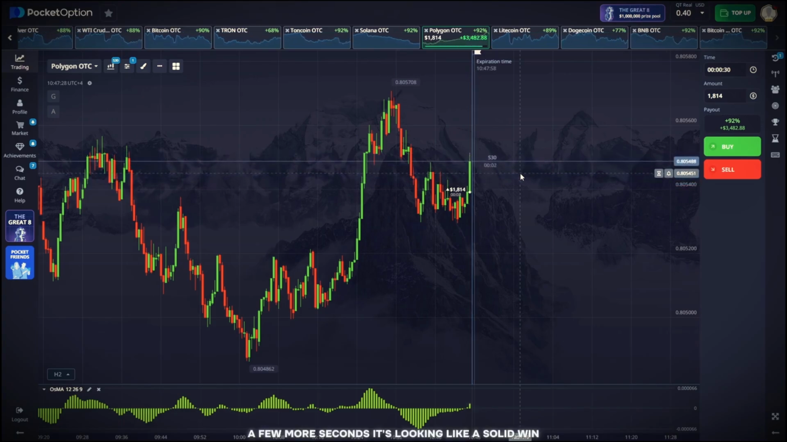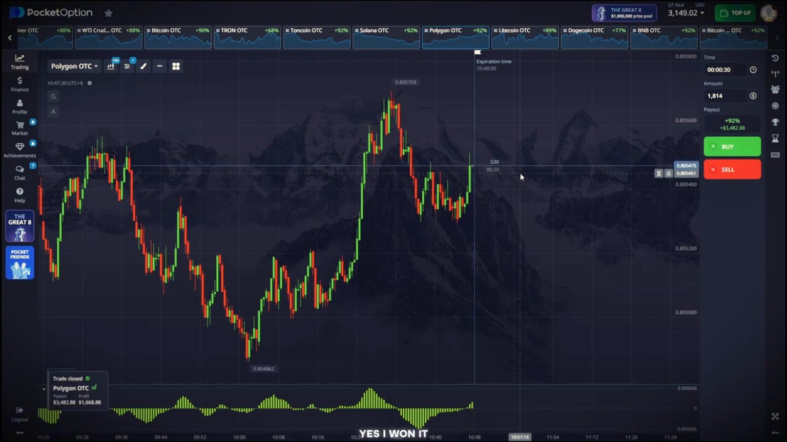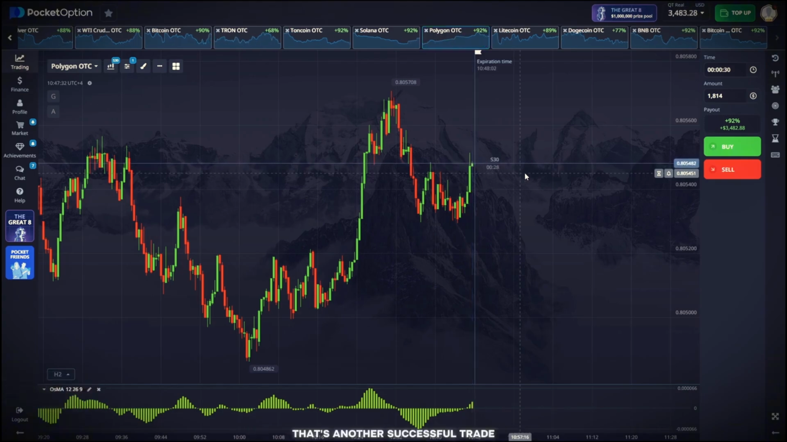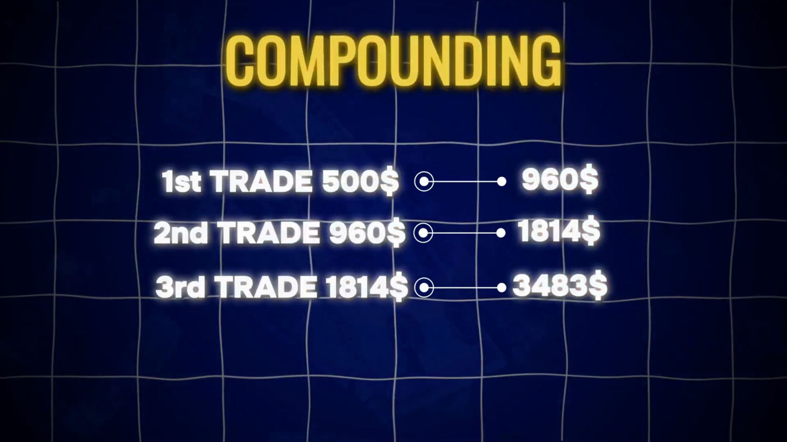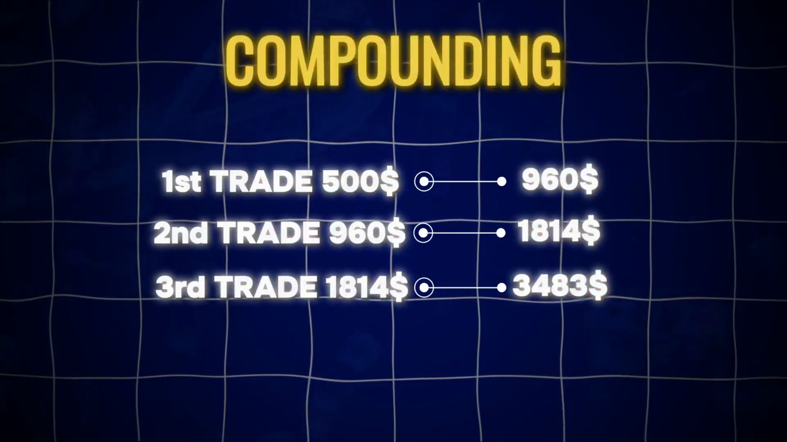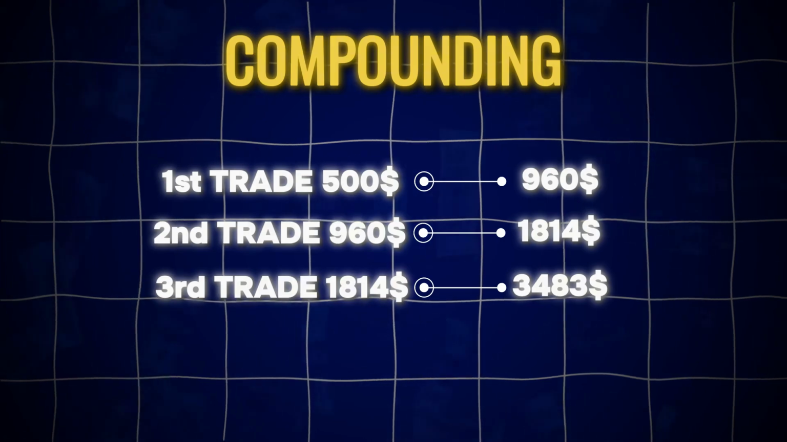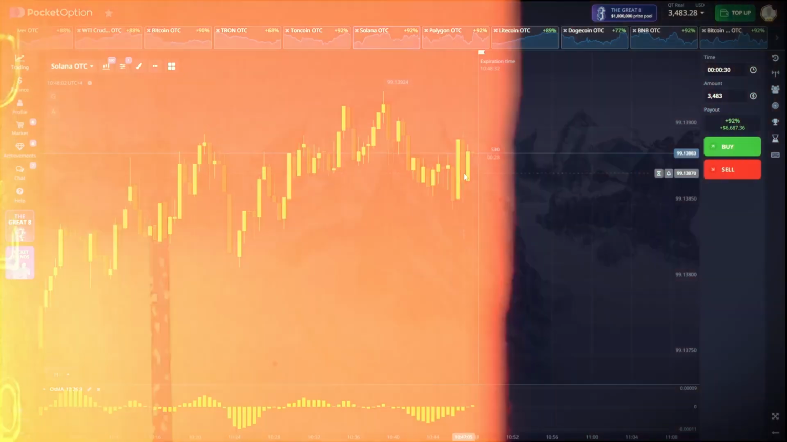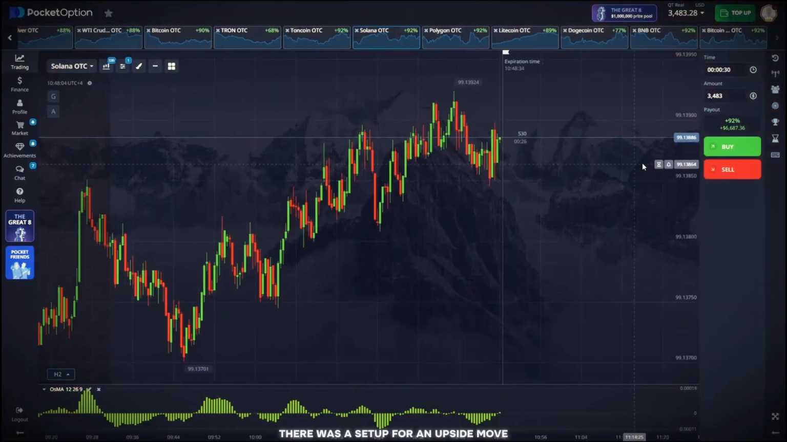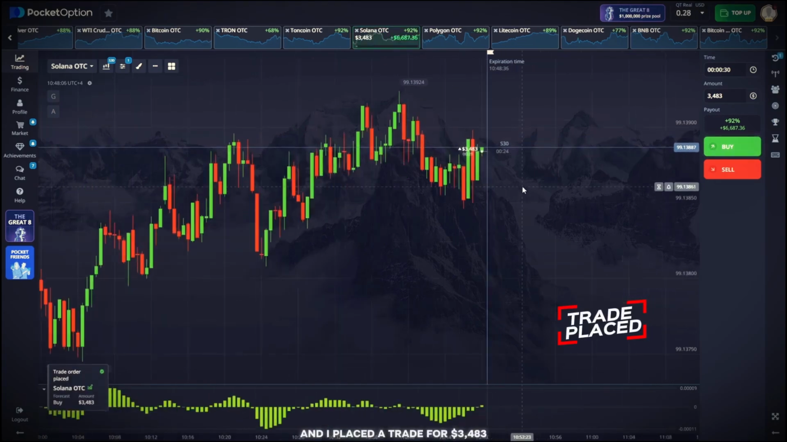Few more seconds. It's looking like a solid win. Yes, I won it. That's another successful trade. Now my balance has increased to $3,483. Let's look for a trade using $3,483. On Solana OTC, there was a setup for an upside move and I placed a trade for $3,483.